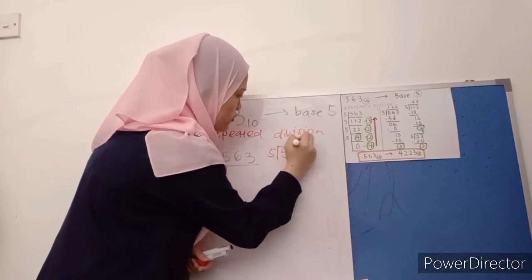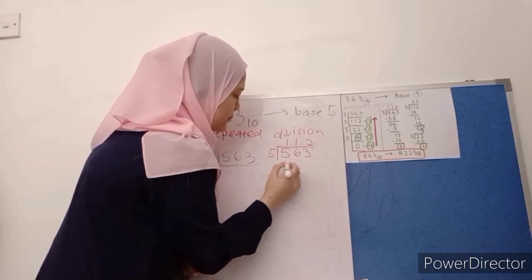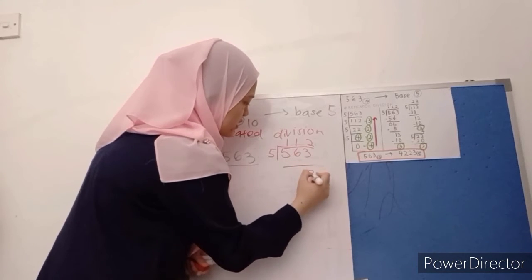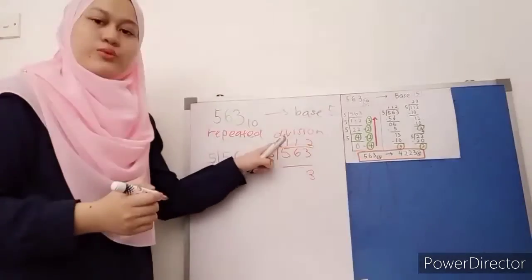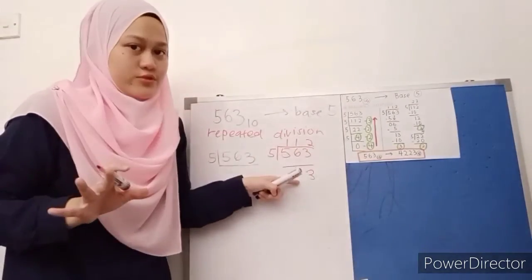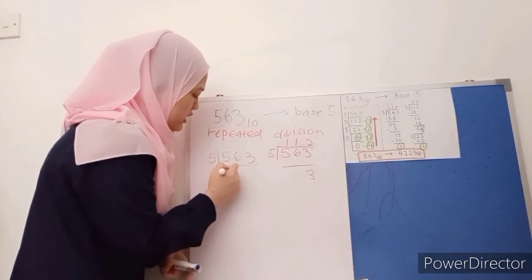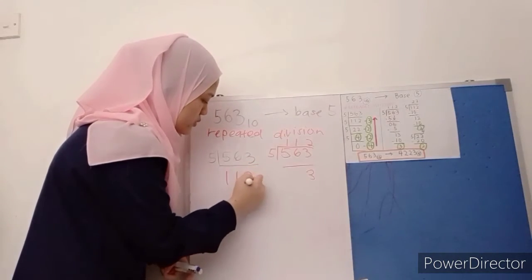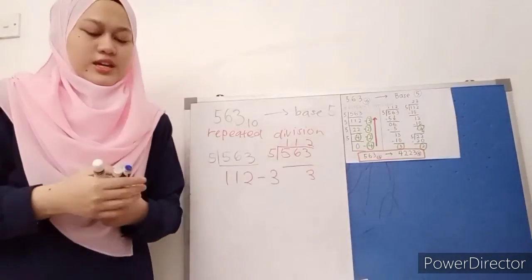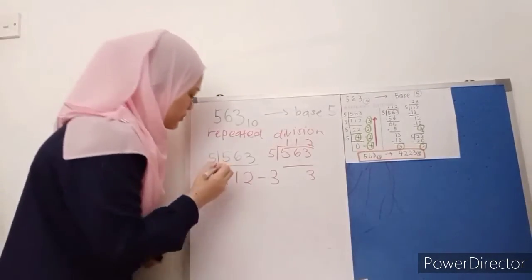You will get 112 remainder 3. So this 3 is very useful for us. You need to write it down here, 112 remainder 3. Okay, and then you need to continue the process.